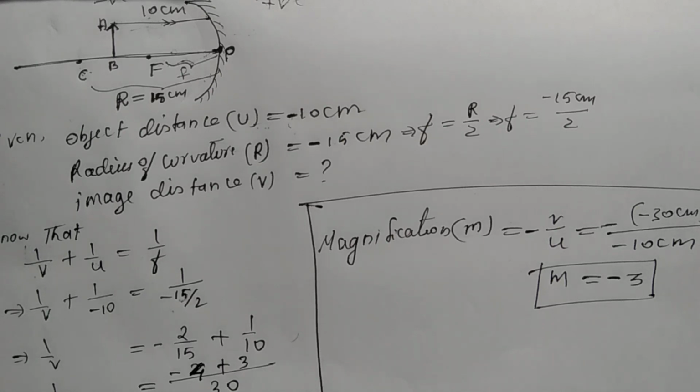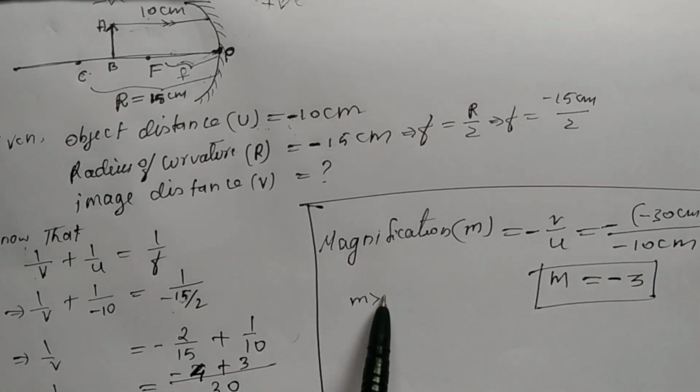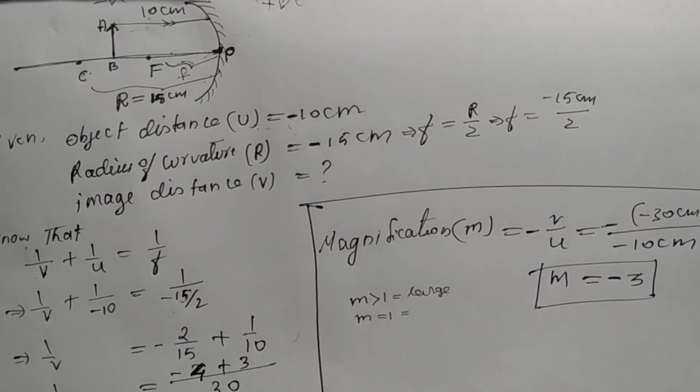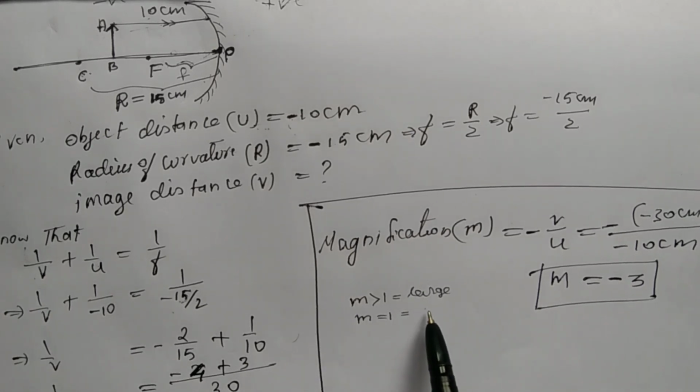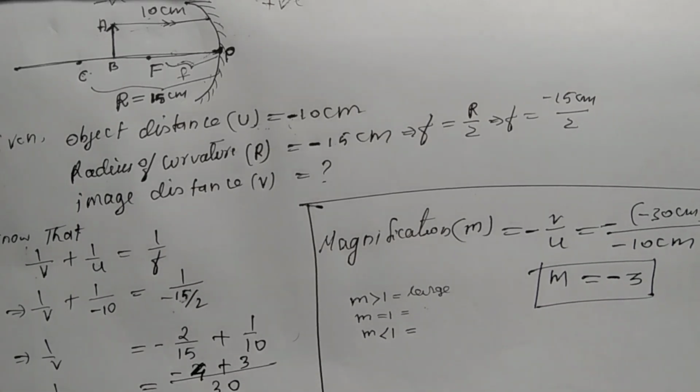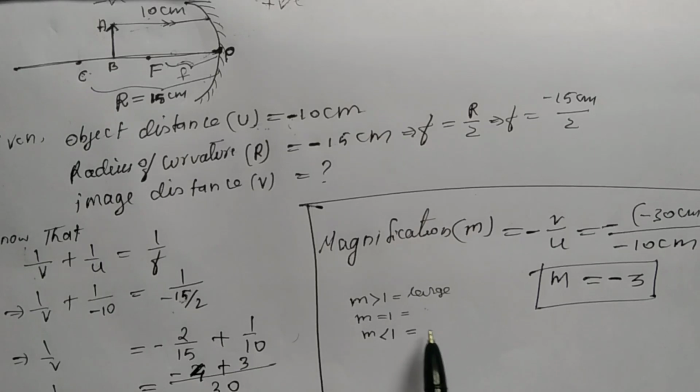That means what? The image is large. Now how will you know the image is large? The condition is there. I have given the condition. If the value of m is greater than 1, then the image is what? Large. That means enlarged. If m equals 1, that means the size of the image and object are same. Again, if m is less than 1, then the image is diminished, that means very small.